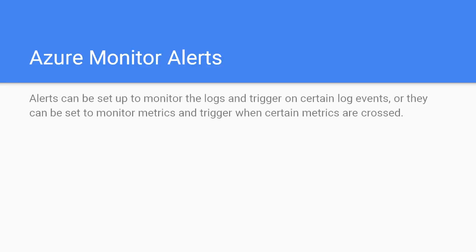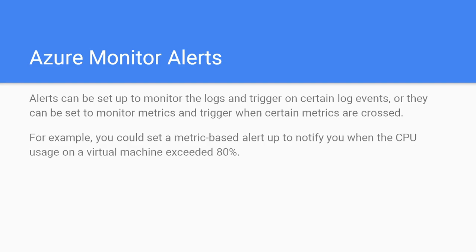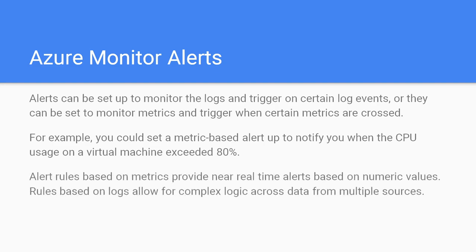Alerts can be set up to monitor the logs and trigger on certain log events, or they can be set to monitor metrics and trigger when certain metrics are crossed. For example, you could set a metric-based alert up to notify you when the CPU usage on a virtual machine exceeds 80%. Alert rules based on metrics provide near real-time alerts based on numeric values. Rules based on logs allow for complex logic across data from multiple sources, and so on.